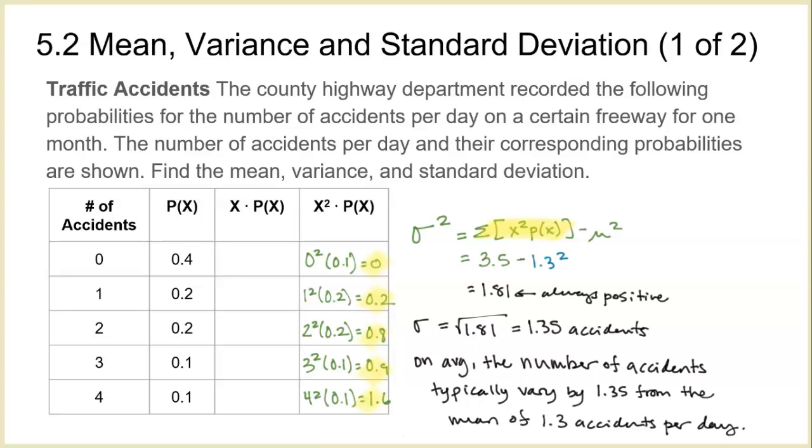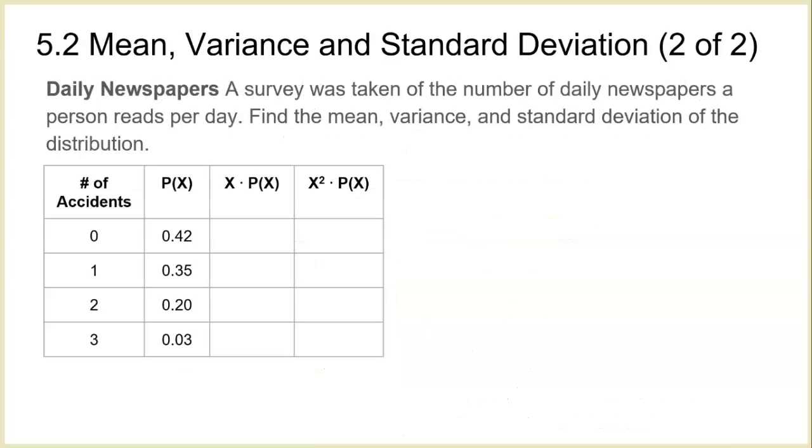So let's look at another example and see how we can calculate that. For this particular problem, it says daily newspapers. A survey was taken of the number of daily newspapers a person reads per day. Find the mean, variance, and standard deviation of the distribution. So when we look at our distribution here, that should say newspapers. There we go. And again, it's discrete because it's a finite number, it's countable.